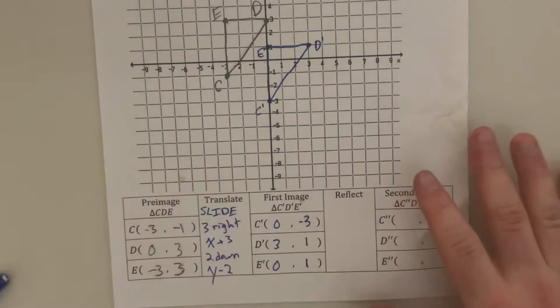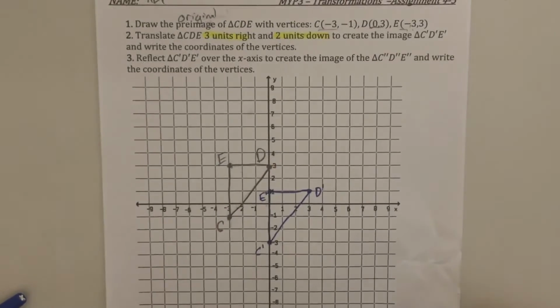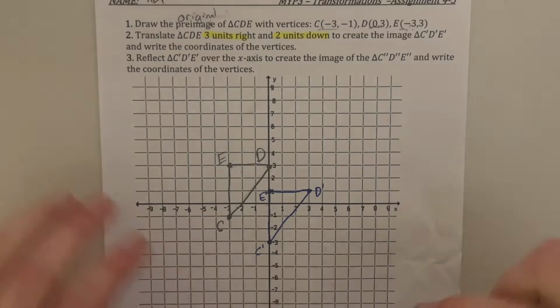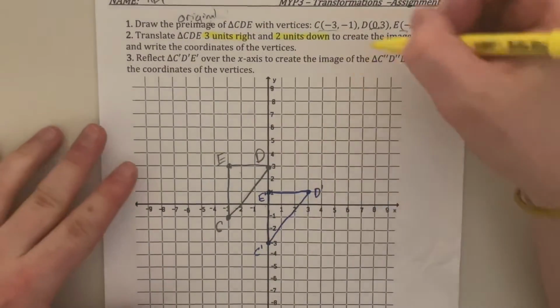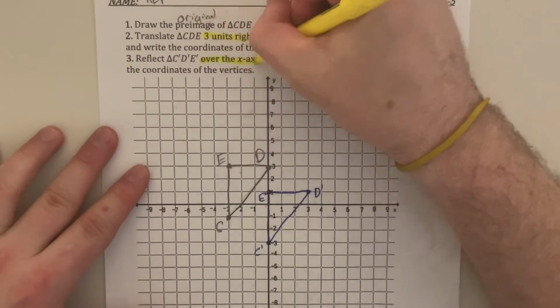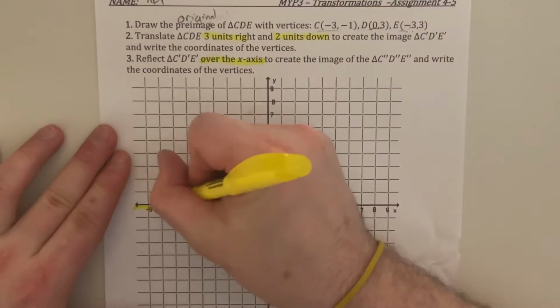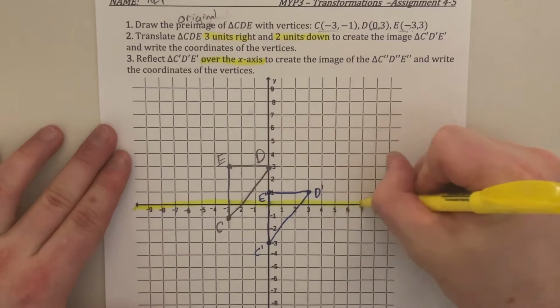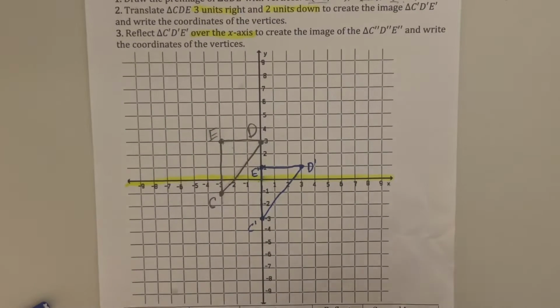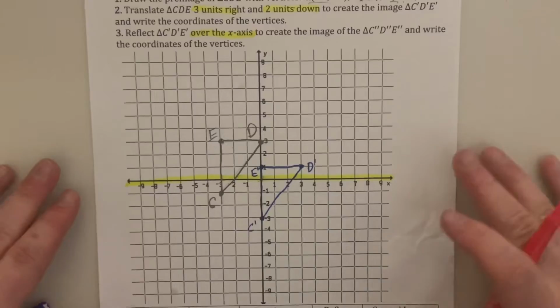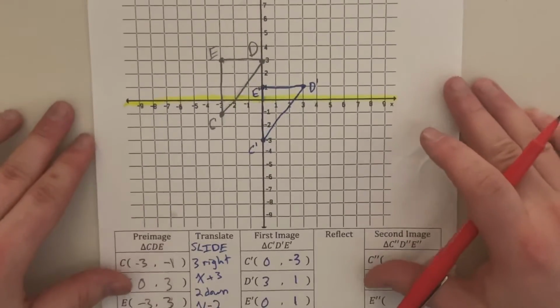And then for that last step, it says to reflect this image. Again, we have our first image, which is our first prime. It's saying to reflect over the x-axis. So let me go ahead and highlight that x-axis, that way I know where to cross over. So again, make sure that you're reflecting over that x-axis. And we're going to create that new image of C double prime, D double prime, and E double prime.